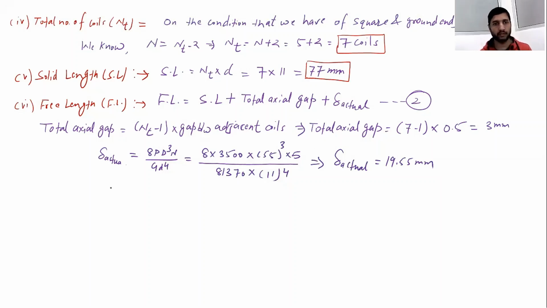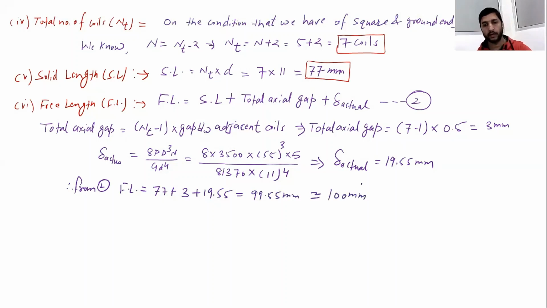Now put all these values in equation number 2 and you will get the value of free length. Therefore, from 2, free length will be equal to solid length as 77 mm plus total axial gap as 3 mm plus 19.55. When you solve this, you will get your answer as approximately 100 mm. Okay, so this is the free length. I hope it is clear.